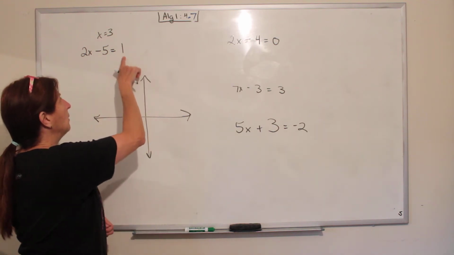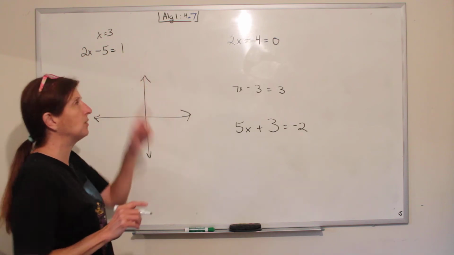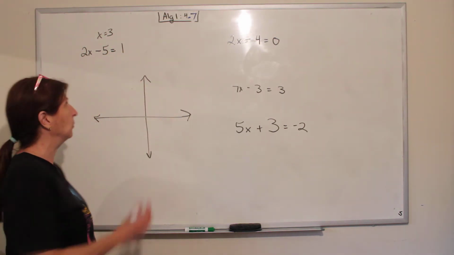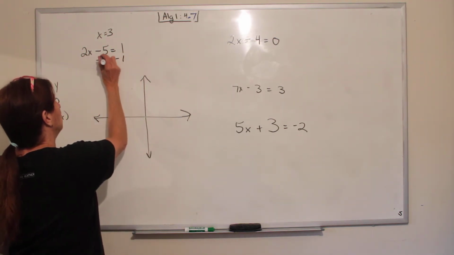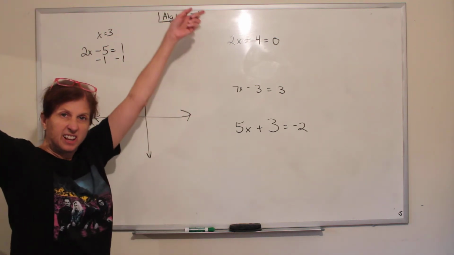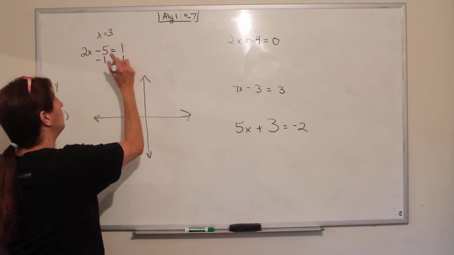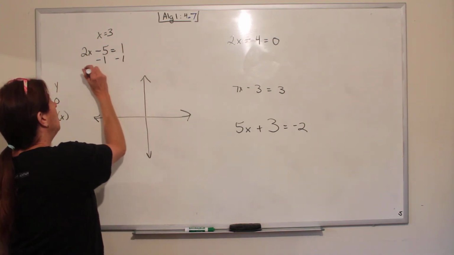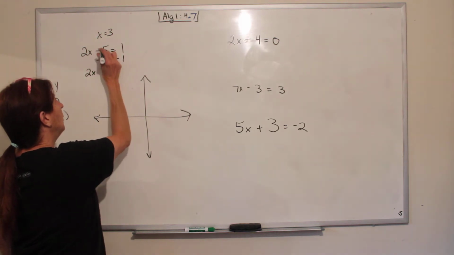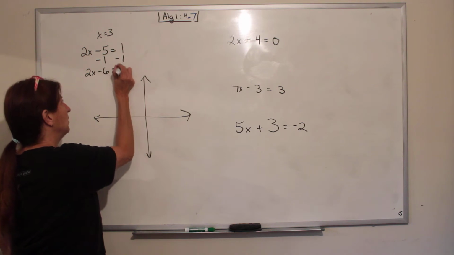So, I want 0 over here, but there's a 1, but I can move things by doing the opposite. What's the opposite of that 1? Well, it's a positive 1, so the opposite is minus 1. As long as what I do to one side, I do to the other, I can do anything I want. And that's what I want to do, because I want that to go away and it be 0. So now I have 2x, negative 5 minus 1 is negative 6, equals 0.